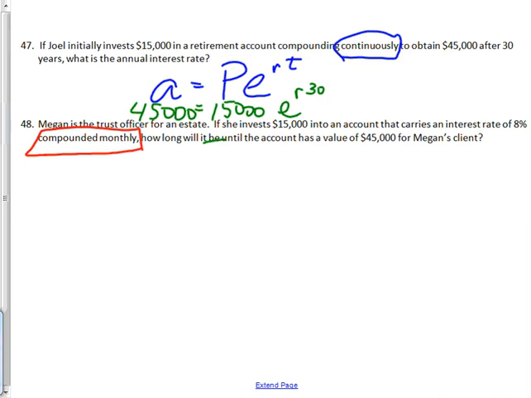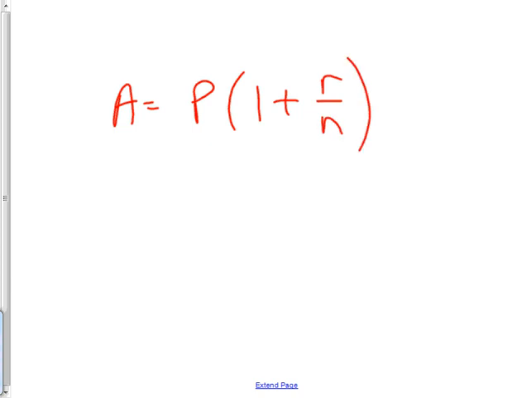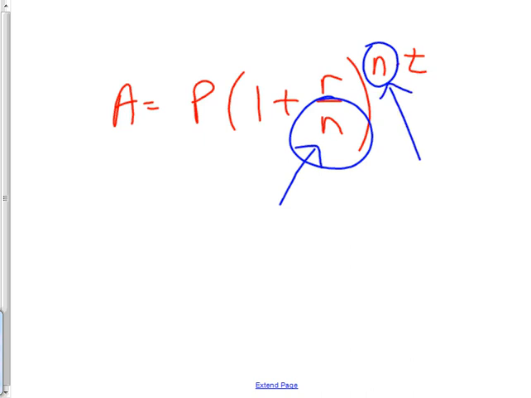There are several formulas on that sheet. This is the second one. Read me the second one. What is it? Parentheses 1 plus R over N parentheses, and then that's to the N times T. Sorry. And yes, it's that one, because this one involves not annual compounding. The other one that's just like this but doesn't have these N's in it would be for annual. But this one has some compounding that's not annual, like 12 times a year, like monthly. So since they said monthly, I should probably use this one.